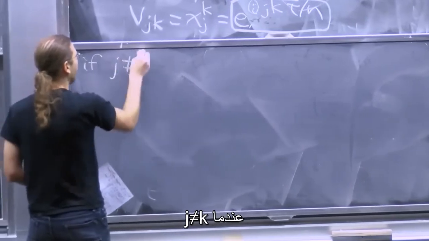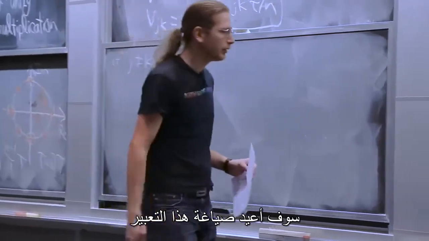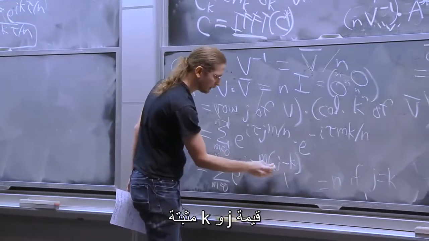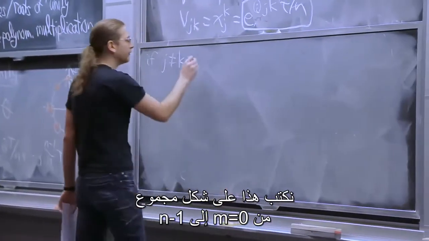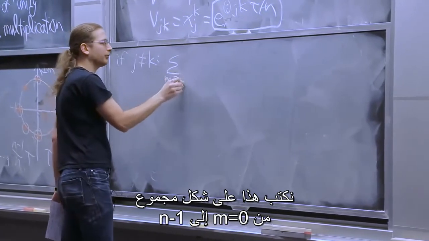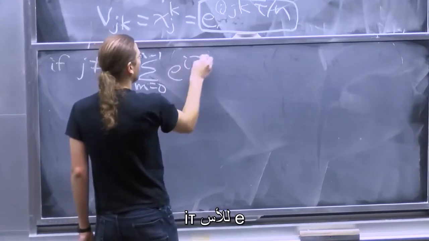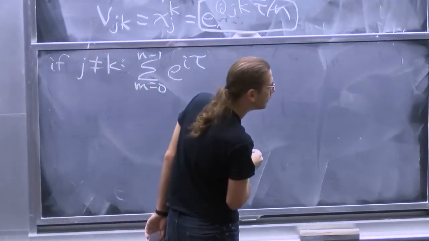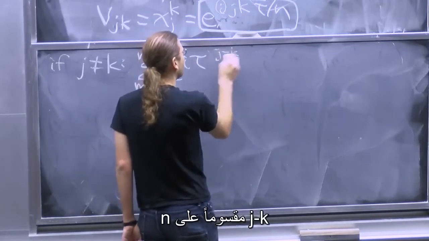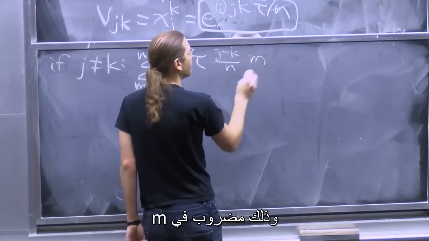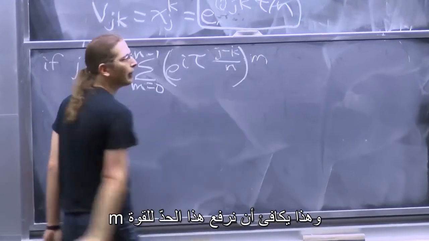So if j does not equal k, I'm going to rewrite this a little bit. j and k are fixed. m is changing in the sum. So I want to write this as the sum, m equals 0 to n minus 1, of e to the i tau (j minus k) over n times m. In other words, this thing raised to the mth power.